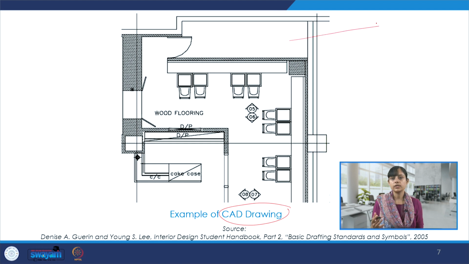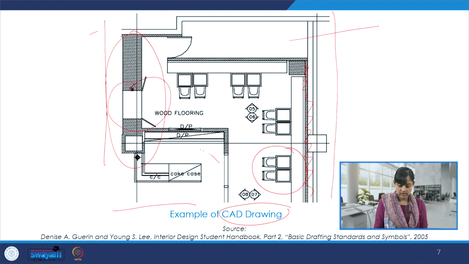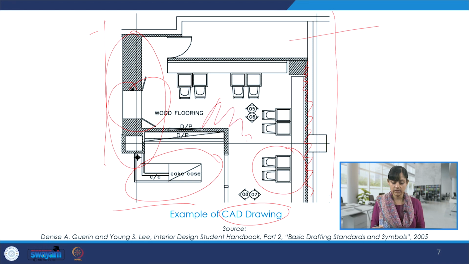So the Autodesk AutoCAD is used for drafting these drawings, and of course they are not freehand sketches, but proper line drawings with all the hatching and all the symbols, how the furniture is placed, what the layout is like, how the wall looks, where the openings are, what the details are, where the flooring is and what kind of flooring it is.